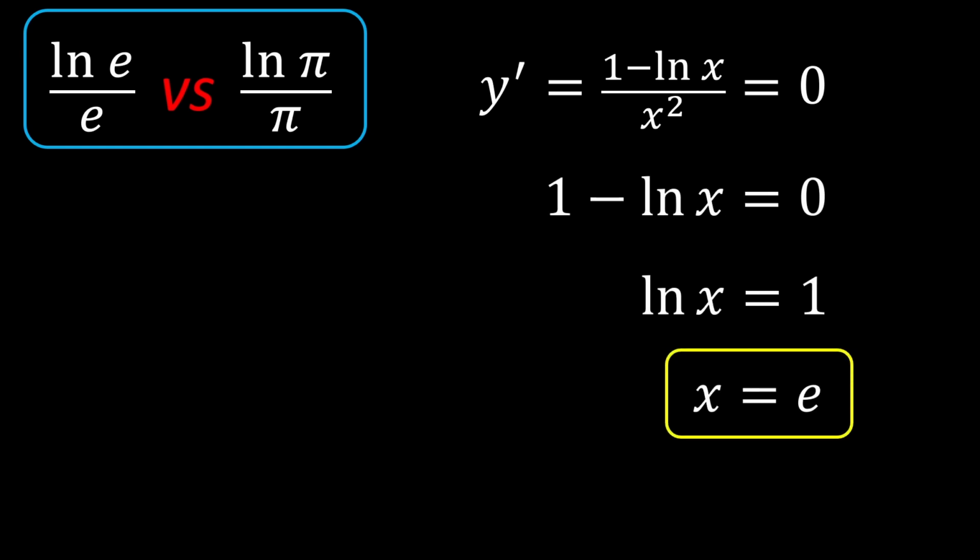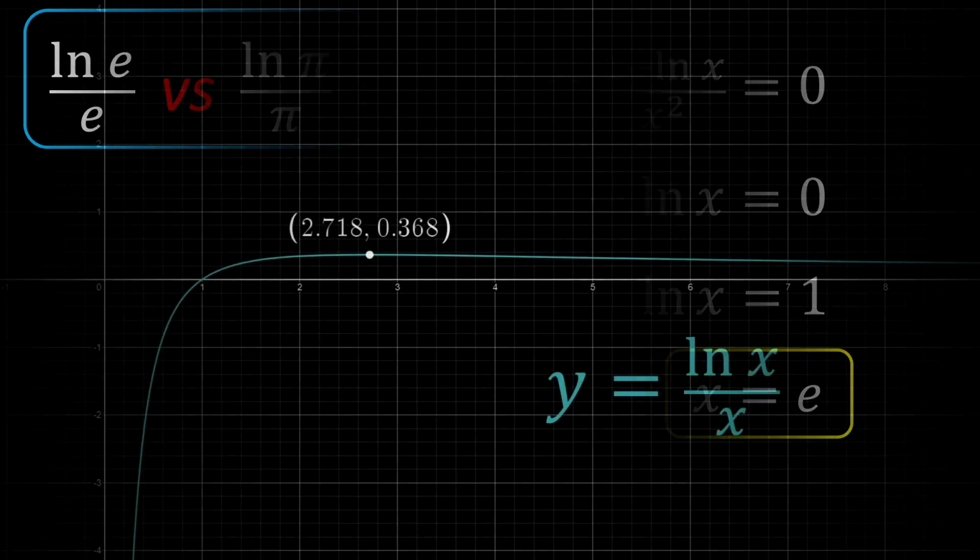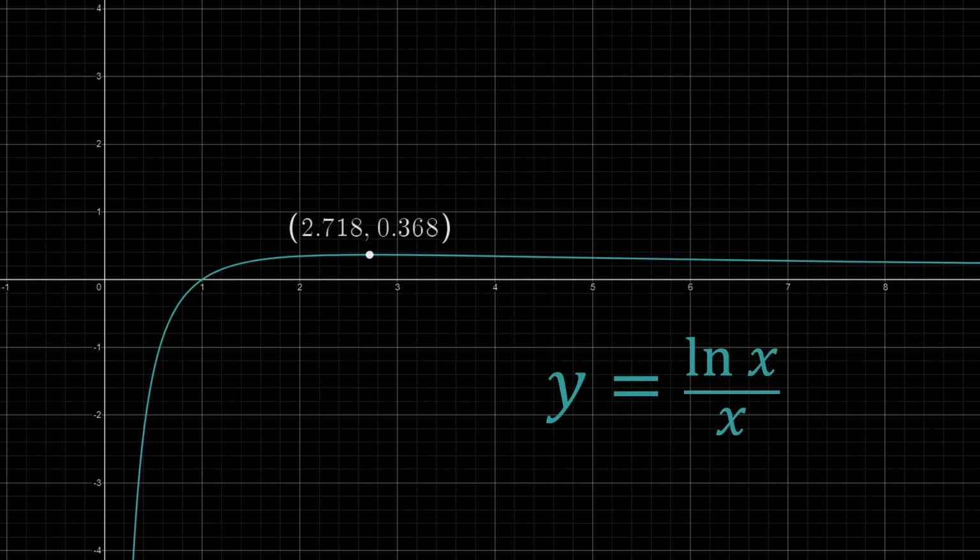At this point, Euler was certain that this was a maximum since he could easily visualize the graph of natural log x over x. He knew the graph of this function approached 0 for large values of x since x grows faster than natural log x. He also knew that it went through 0 when x was 1, and then plummeted down towards negative infinity for values closer to 0.